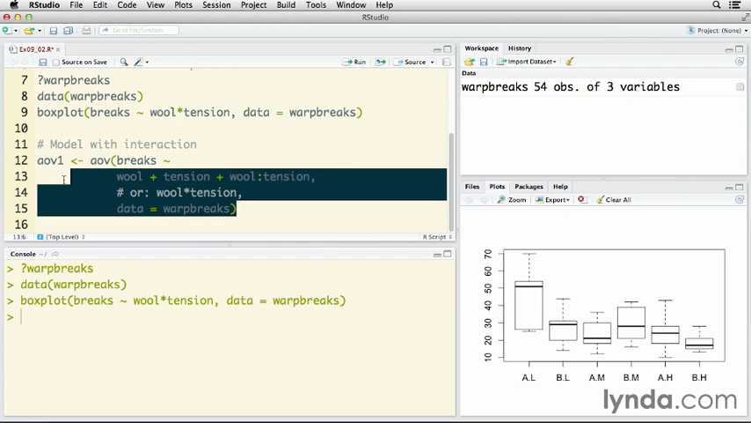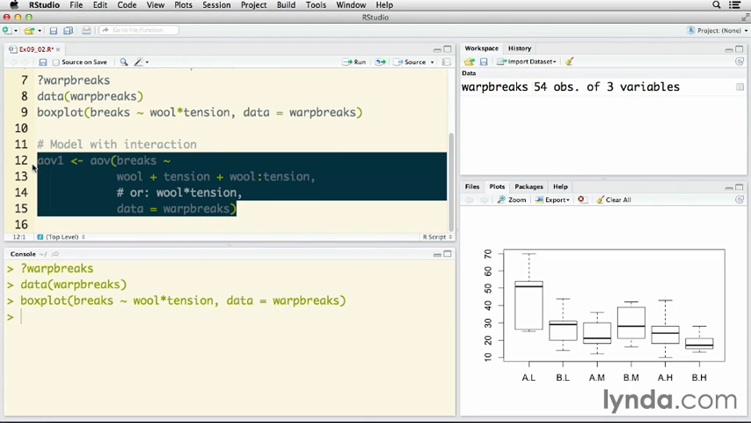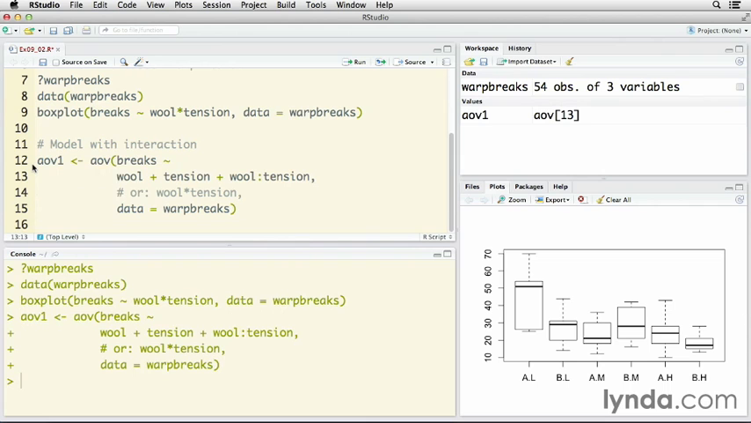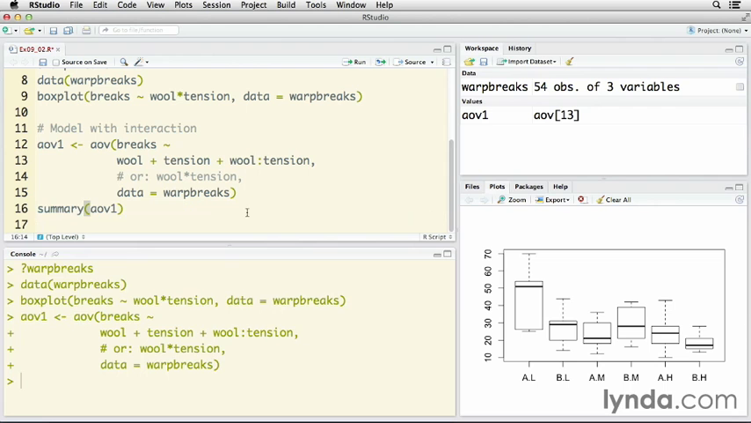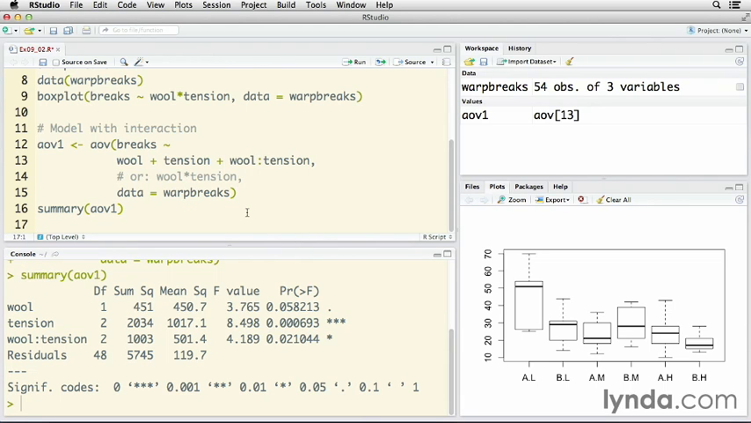I'm going to highlight those lines and do Command Return to run them. And so you see now in the workspace, I have aov1, my model, loaded. And let's get some summary statistics on it. What we have here is an analysis of variance table. We have three factors: the wool factor, the tension factor, and then the interaction of the two. We have the degrees of freedom, the sum of squares, the mean squares, the F value, that's the actual test statistic. And then at the end, the last column that says Pr greater than F, that's the probability value. And we're looking for probabilities that are below 0.05.